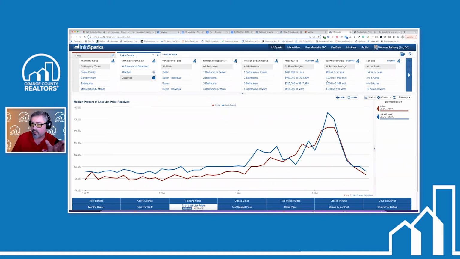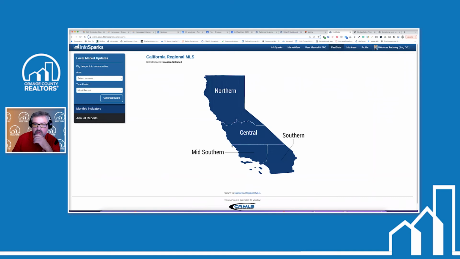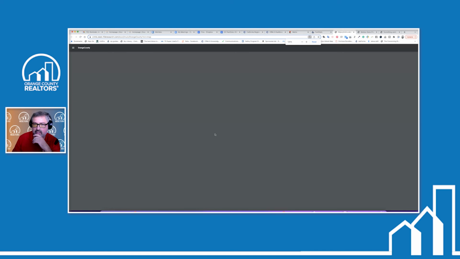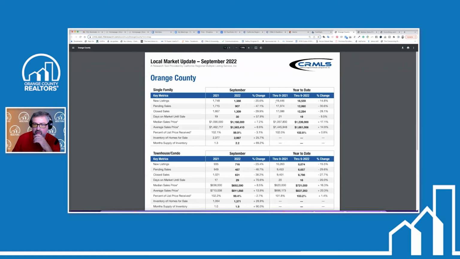Now, there is one last thing I definitely want to show you here, and that is the FastStats section. Next to where it says InfoSparks, we do have access to the FastStats. The FastStats is great because what we can now do is look at California data based on their regions. In this case, we are in Southern California, specifically Orange County. And from here, we can now see, hopefully, a nice, lovely one-page report condensing all those stats that we were looking at for Orange County.